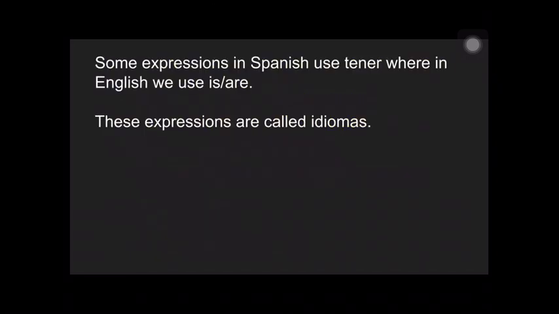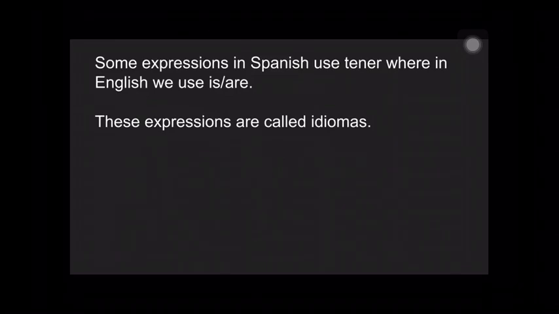Every now and then, though, you'll come across tener in an idiom. Idioms are where it doesn't quite exactly translate over. For example, in English, if we say, you're driving me up a wall, we don't literally mean someone's driving up a wall. Here's some examples of some tener expressions, not all of them.